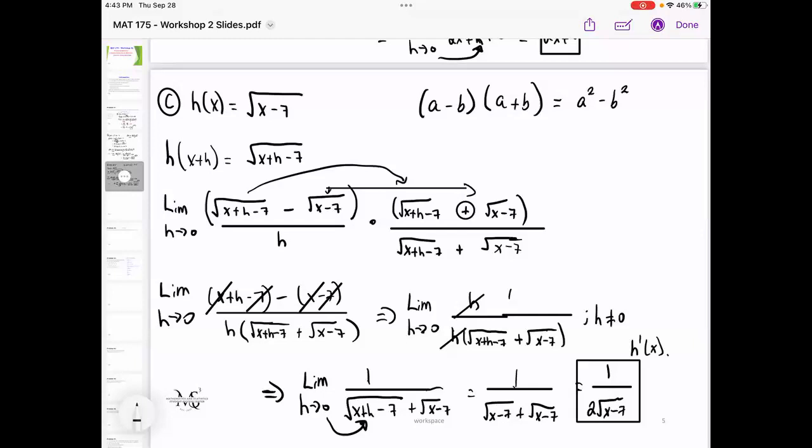Yeah? Mostly when you have the radicals, there are other different techniques, but with the radicals, the conjugate ways work nicely for us.